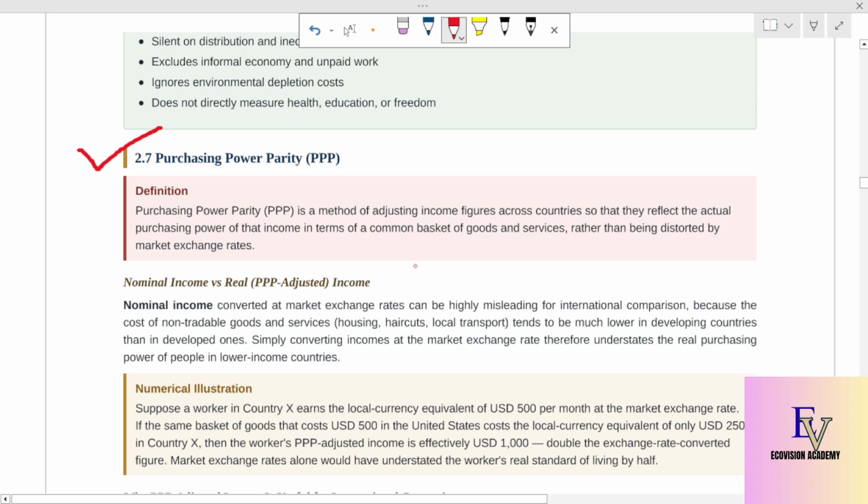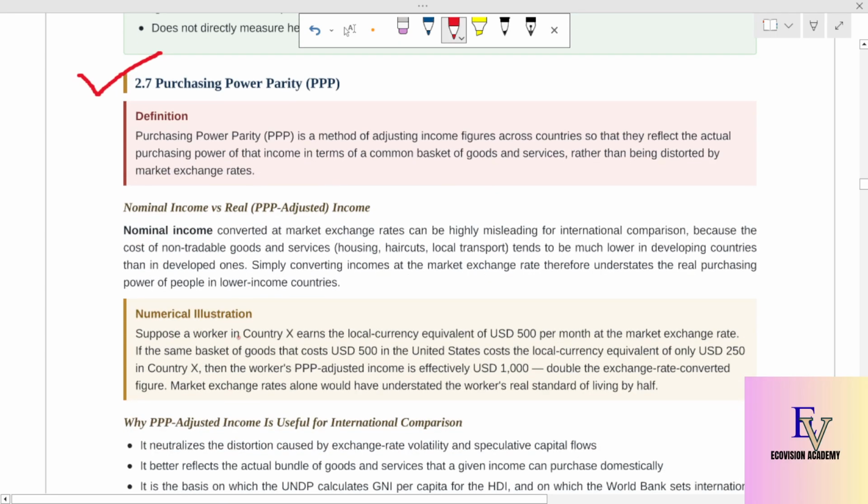Purchasing power parity is basically something like, I have given an example. Suppose a worker in country X earns the local currency equivalent of USD 500 per month at the market exchange rate. If the same basket of goods that costs USD 500 in the United States costs the local currency equivalent of only USD 250 in country X, then the worker's PPP-adjusted income is effectively USD 1000.